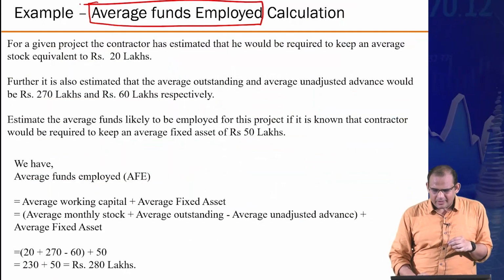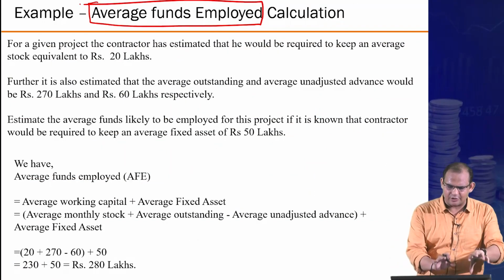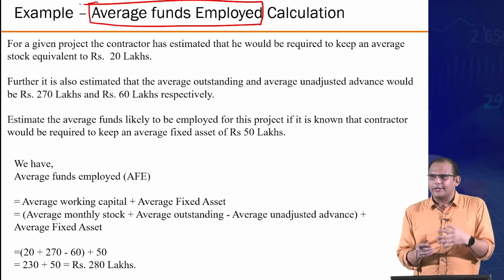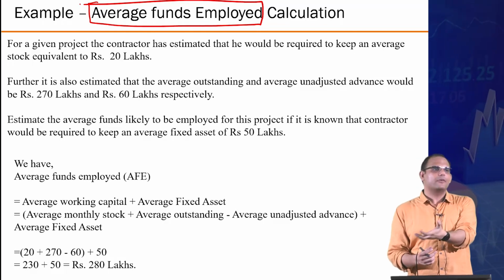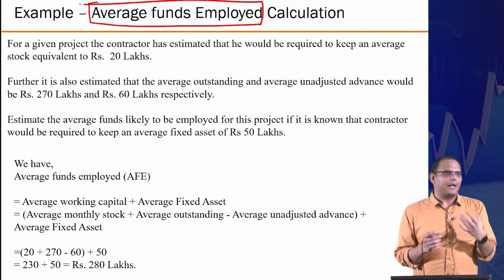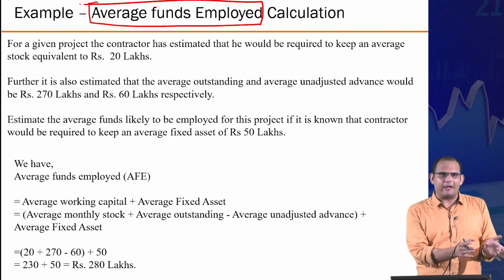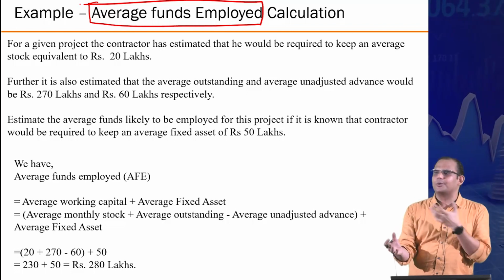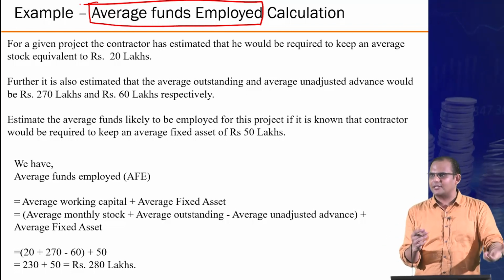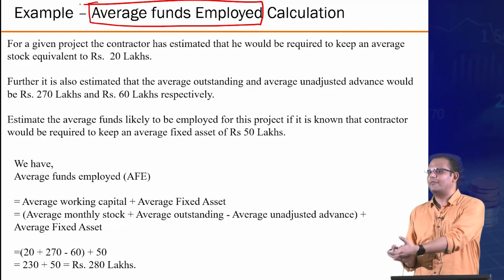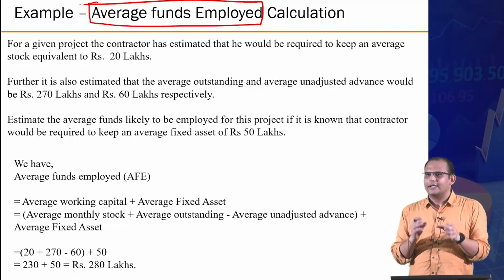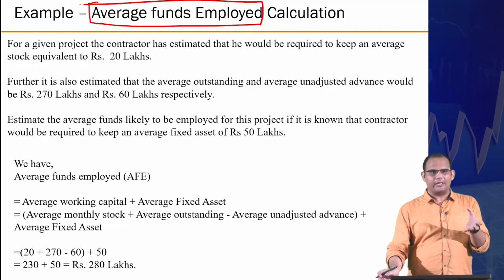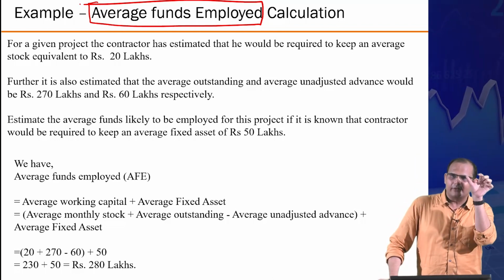When you just talk about average funds employed, you will not have an idea of how much of this is actual cash and how much of this is actually machine. But if you know the working capital requirement and the average fund requirement, you know that this much of it is a cash equivalent, and this much of it is some sort of long-term asset allocation.